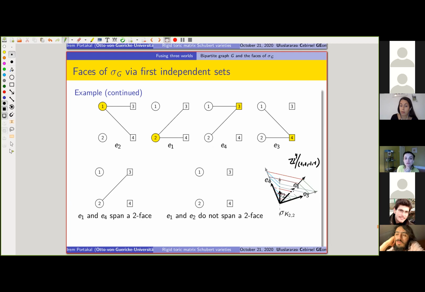So what happens with E1 here and E2, for example? Let's take the associated subgraphs, E1 and E2, intersect them. I get four isolated vertices, so four connected components. And this theorem says that no, they do not span a two-face. So this is how I constructed to understand the deformations of two faces and three faces, deformations of toric varieties via faces. And this was an important link for me.